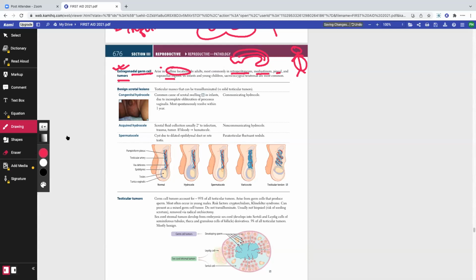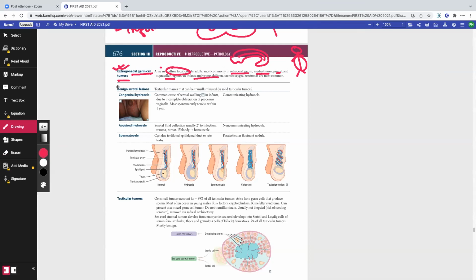What is important is if there is a young child who comes with a sacrococcygeal tumor and a tumor in the ovaries, a female child, what is your diagnosis? Left hand, please. Yolk sac tumor. There you go. Okay. So sacrococcygeal tumors in young children are very, very important. So do not forget that.